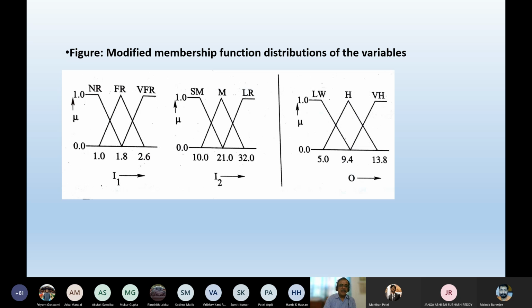So you can see that the base width for the right angle triangle and the half base width for this isosceles triangle are now modified.